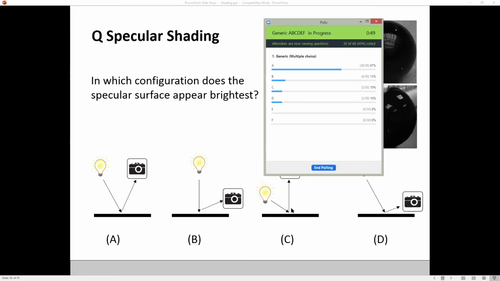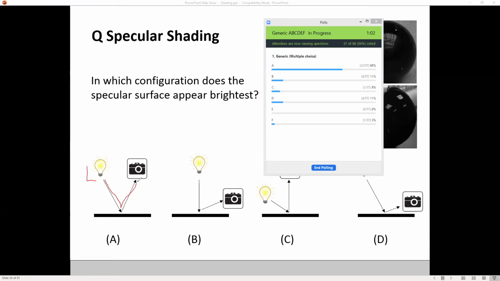Okay, so here's our votes. Indeed, A is the brightest, because let's figure out what our different vectors are. This is a light vector. This is my reflected vector. Well, let me get a normal first. This is my normal vector. So therefore, this is my reflected vector over here.